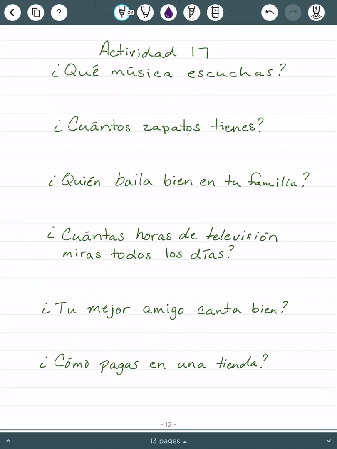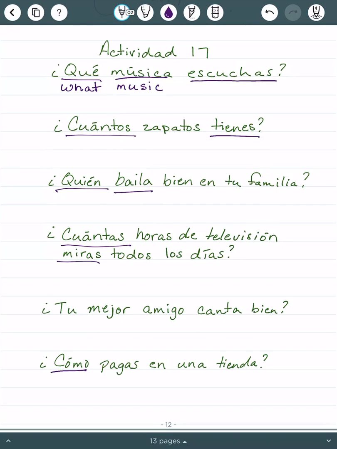Activity 17. This one, let's just go over a couple of these. These are just questions about you, questions about your life. So this first one, ¿qué música escuchas? All these question words, you may need to go back and look in your notes or word reference them. But ¿qué música escuchas? ¿Qué, we've learned, means what. Música, I think you guys know, is music. And then escuchas, when you see the verb, you need to go probably into your vocabulary list and find out what that means. Escuchar is to listen to.